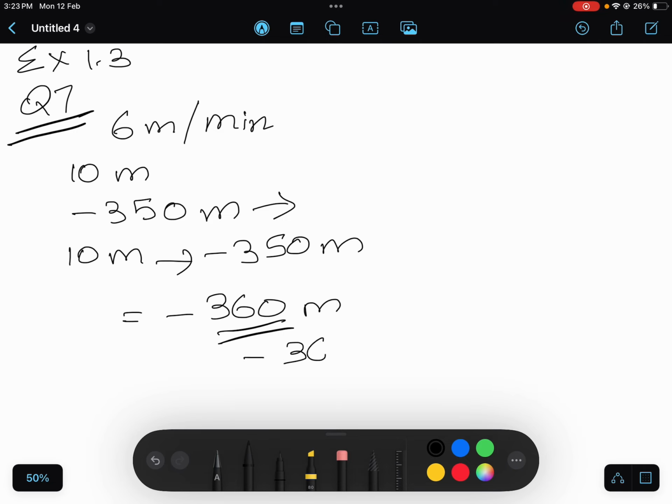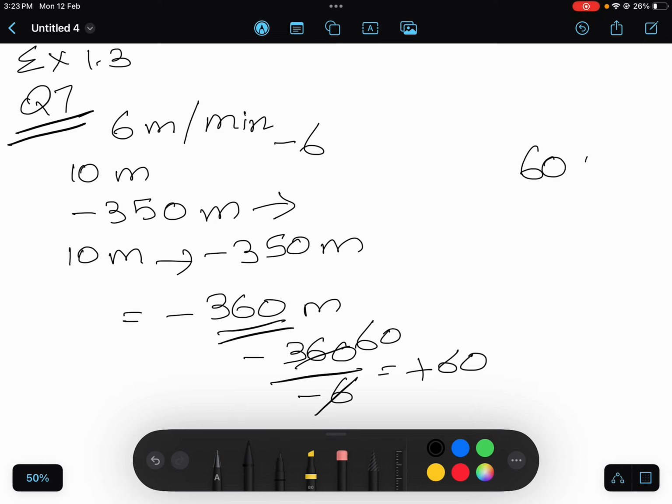So minus 360 meters. Now the rate at which it is descending is 6 meters per minute. So you have to divide minus 360 by minus 6, because as it is descending, we give the minus sign in front of 6. So from 10 meters to minus 350 meters, the total distance it has to descend is minus 360. So divide this by minus 6. We are getting 60, minus divided by minus is plus.